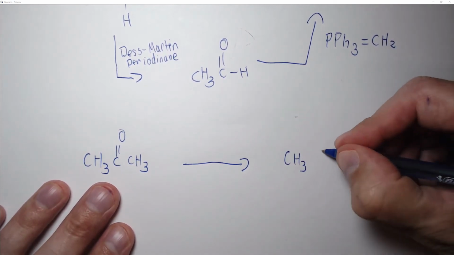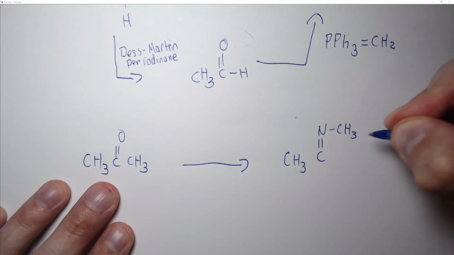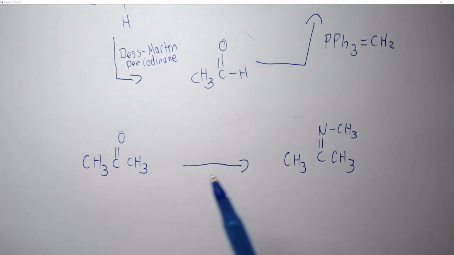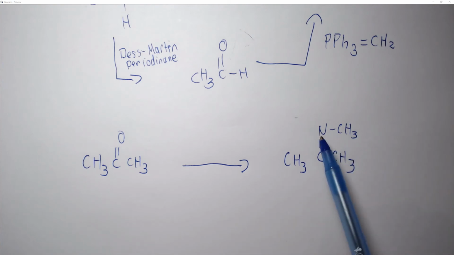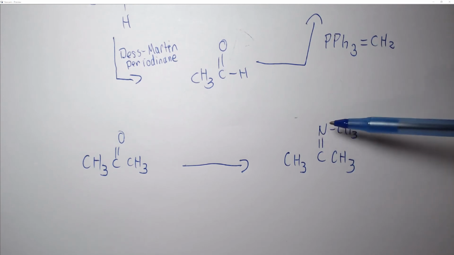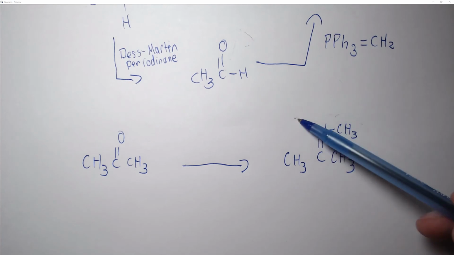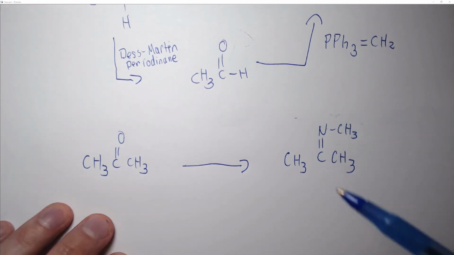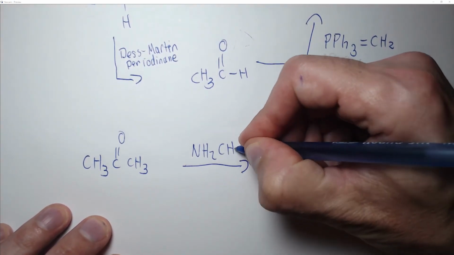CH3, C double bond N, CH3, CH3. Now in this case, it seems fairly straightforward, right? We have to add a nitrogen. But you got to remember that it's not quite that straightforward because we have to decide, do we want to add a primary amine or a secondary amine? In order to end up with the imine with an I, we need to add a primary amine. So we should use NH2 CH3.